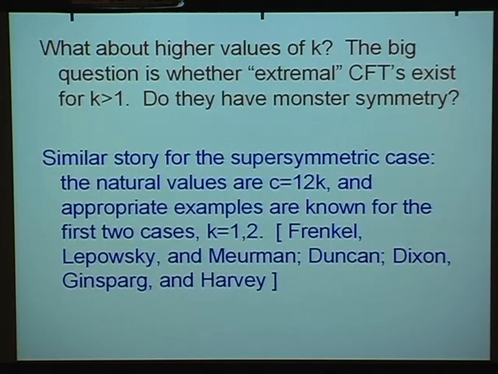The big question is whether extremal CFTs exist, and secondarily, do they have monster symmetry? There's a similar story for the supersymmetric case, though I don't have time for it. The natural values are 12k instead of 24k, and appropriate examples are known if k is 1 or 2. But where they were found and discussed, most importantly, by these authors. And I guess I'll stop here.